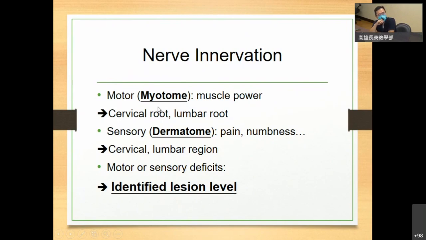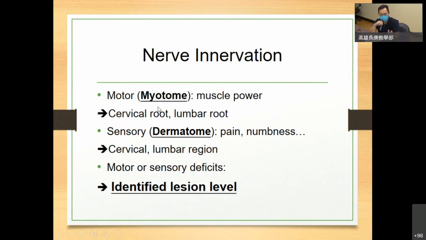If we say the motor function is injured, maybe there is a lesion, we should understand that the myotome is innervated by the cervical root or lumbar root. If we describe a sensory lesion, we should use the term dermatome. If we use the dermatome, that means we are talking about a sensory lesion, meaning pain or numbness. Most dermatome innervation is in the cervical and lumbar regions.